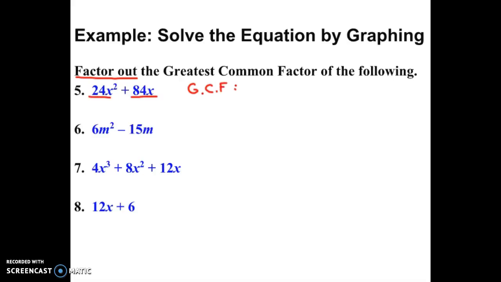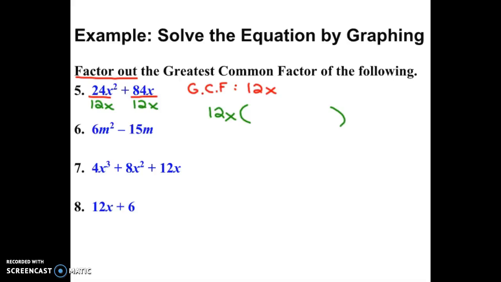The greatest common factor of 24x squared and 84x, from what we did before: the greatest common factor of 24 and 84 is 12, and they both share an x in common. So since 12x is the greatest common factor, it will divide evenly into both terms that I have. To factor it out, you're going to pull it out of both terms by dividing. So I know 12x is going to divide into both of them evenly. I'm essentially taking it out of both terms.